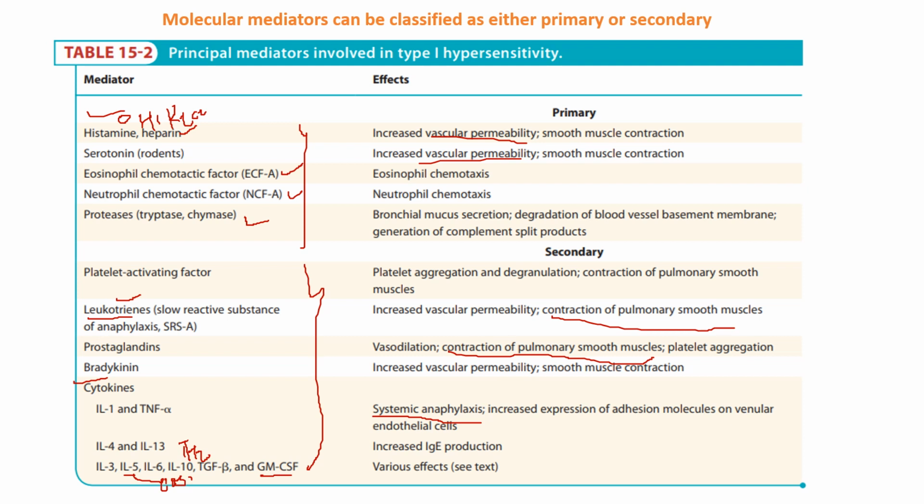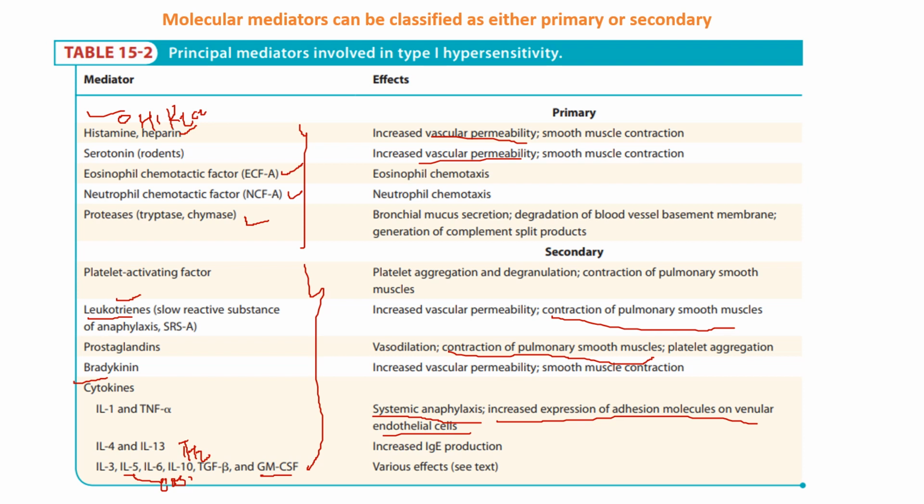Another function is that of interleukin 1 and TNF alpha. They increase the expression of adhesion molecules on vascular endothelial cells. Adhesion molecules facilitate the interaction between circulating immune cells such as leukocytes and endothelial cells lining blood vessels. So these increase expression of adhesion molecules like selectin and integrin.